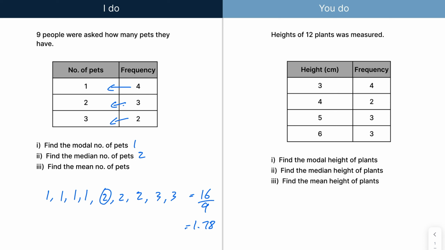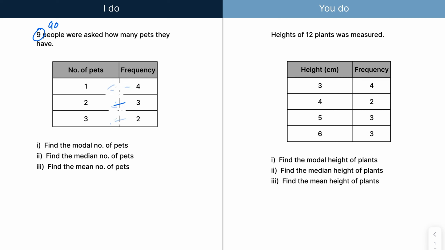Okay, so that's one way you can do this question. Now, I don't recommend doing it this way. And the reason for that is because this might work when you've got 9 people, but what if you had 90 people? How would you list all of this data out? So for that reason, I do not recommend doing it like this. Okay, so the way I recommend doing it is, if you look at the modal, it's going to be the highest frequency. So in this table, the highest frequency is 4. So the modal number of pets is 1, because that's the highest frequency, okay?